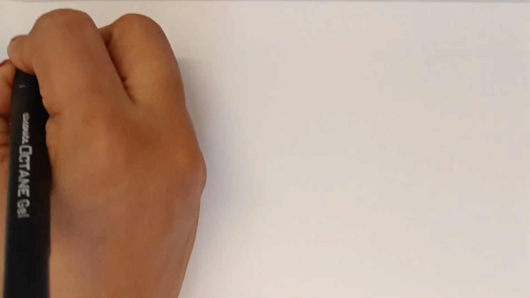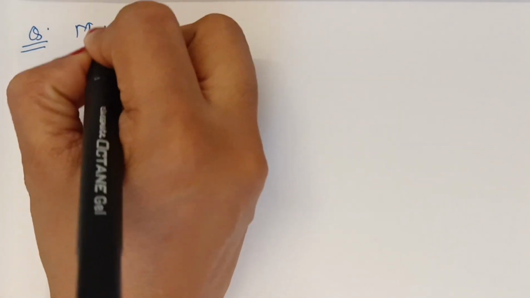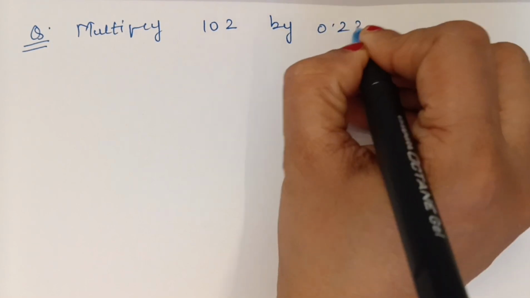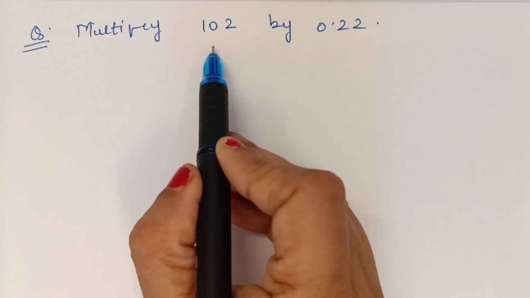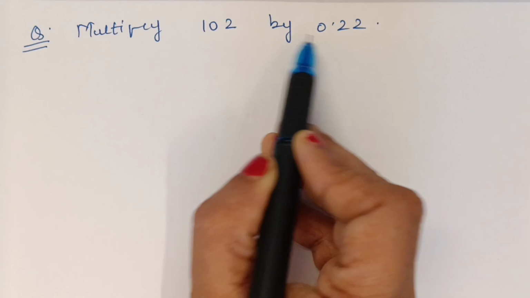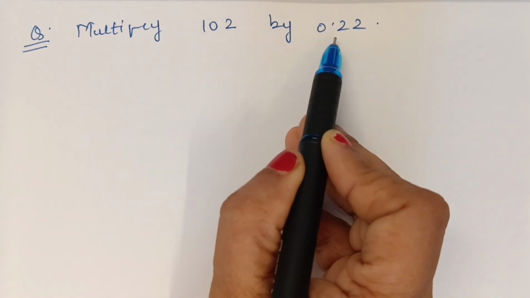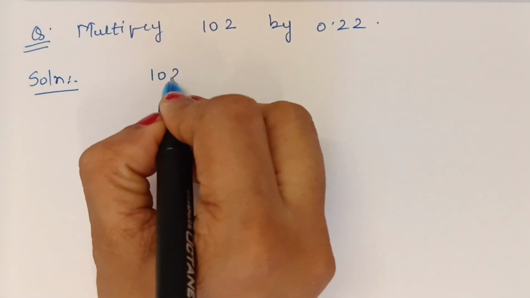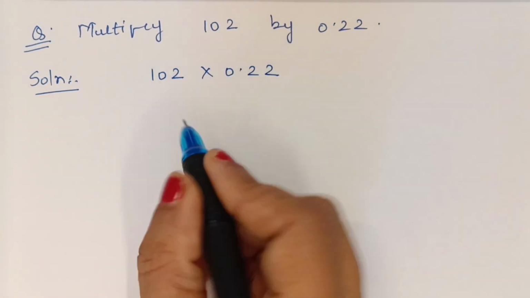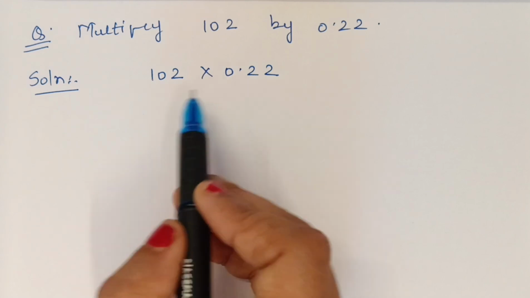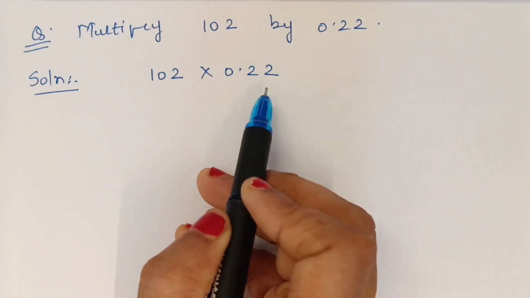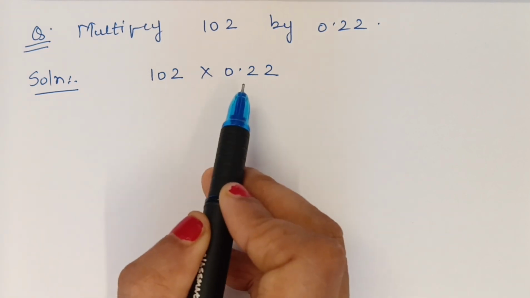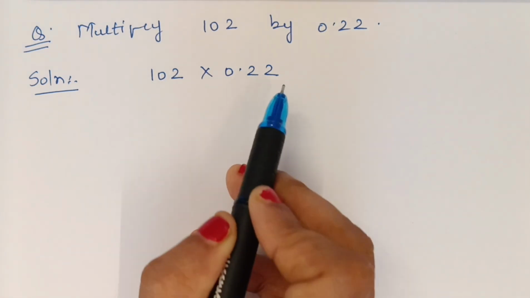Turn the page. Question says multiply 102 by 0.22. When you look at the question, the first number itself is a whole number, whereas the number by which you have to multiply is a decimal number. Solution, what should be written? 102 into 0.22. Step 1, what I said, ignore the decimal points and multiply. It means forget about the decimal points and just multiply. Fine, you have to ignore the decimal points.